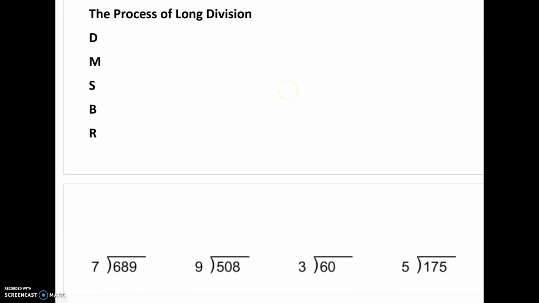All right, so here's the main steps that we'll actually work out with numbers, but here they are in words. This might be helpful for you to write down these words here. So you're going to divide, then multiply, then subtract, bring down, and then repeat those steps. Okay, and we'll do an example to the side over here.